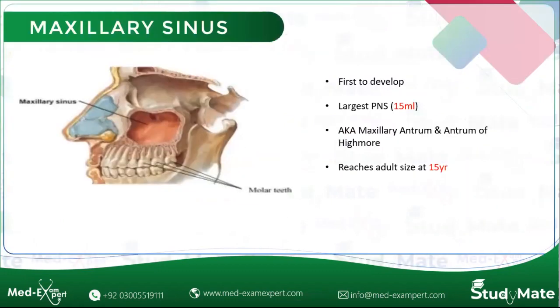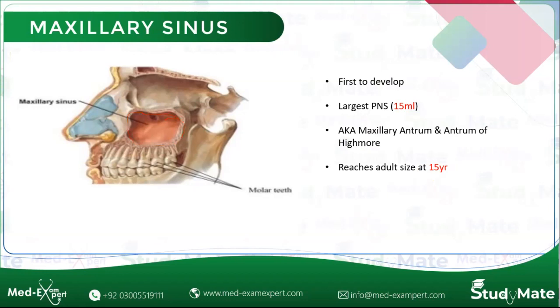Then we will be looking at the maxillary sinus and the important points to remember. So maxillary sinus is the largest paranasal sinus. It is the first to develop in the intrauterine life. It is also called the maxillary antrum or the antrum of Highmore. And maxillary sinus reaches adult size by the age of 15 years.